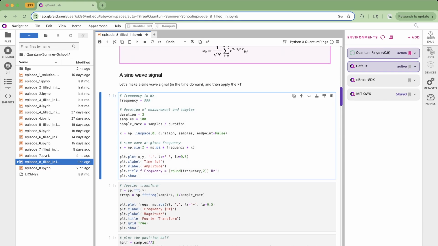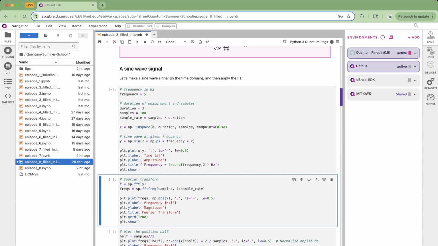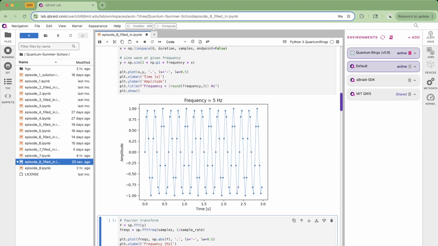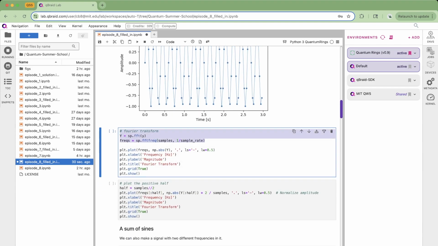For instance, we could make a sine wave. This would be in the time domain, and then we want to apply the Fourier transform to see what it looks like in the frequency domain. We can have some frequency in hertz, so maybe we want 5 hertz, and we're going to measure for 3 seconds with 100 samples, and our signal is just going to be a sine wave at that frequency. So here's what our signal would look like. And then we can apply the Fourier transform to this. We can just use these functions from SciPy.